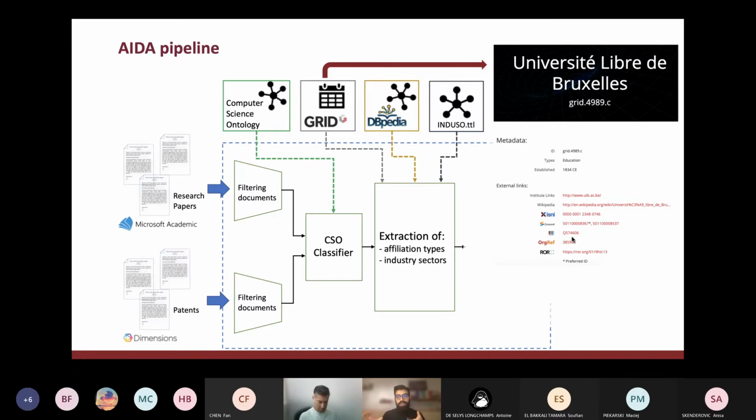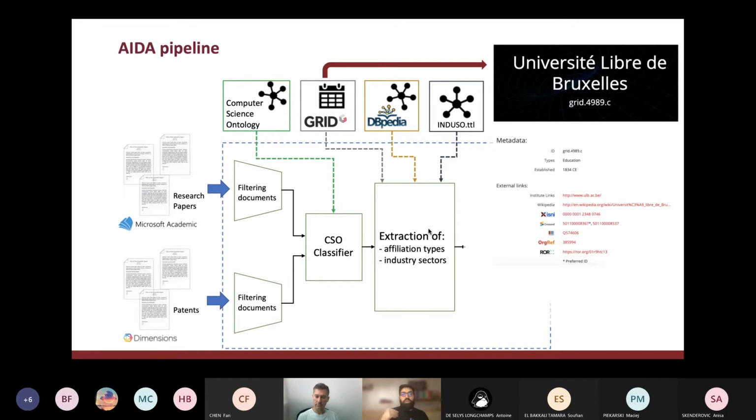So thanks to GRID ID, we can understand whether an affiliation is education or company. Then we take the Wikipedia URL and we query DBpedia. DBpedia and Wikipedia are the same thing: one is the textual version, and DBpedia is the RDF version of Wikipedia. So we go to DBpedia because the URL is the same, and if it is an industrial institution, we get the type of institution.